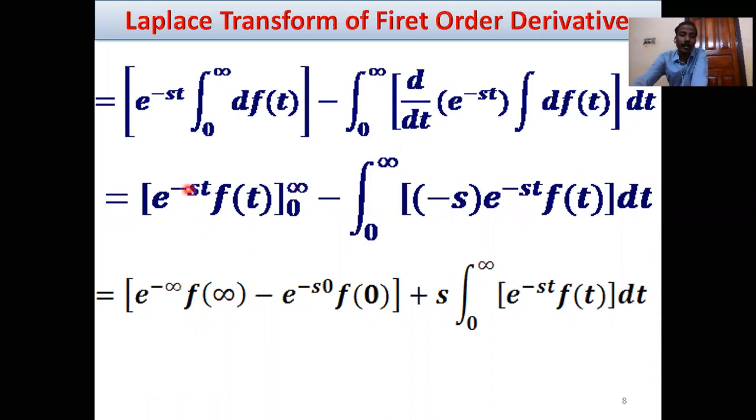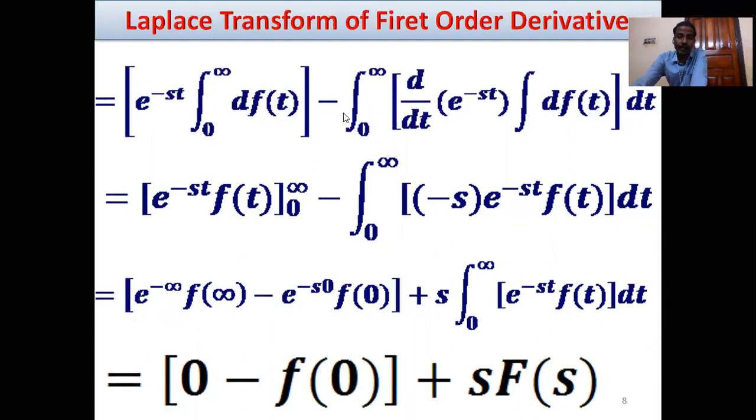So put here t tends to infinity, e to the power minus infinity f of infinity minus e to the power 0 and into f of 0, and something to the power infinity is 0 and something to the power 0 equals to 1. Then s common, minus plus, and e to the power minus st into f of t. This is equivalent to Laplace transform of f of t. This is equivalent to F of s.